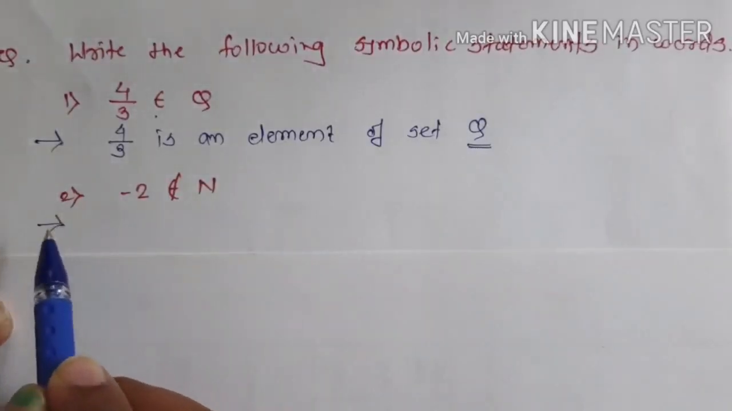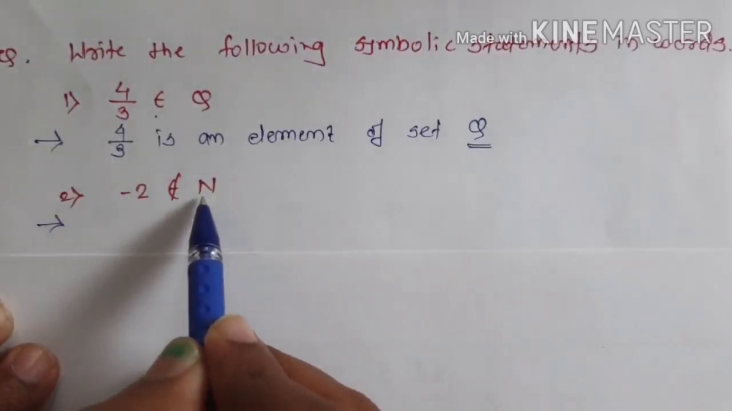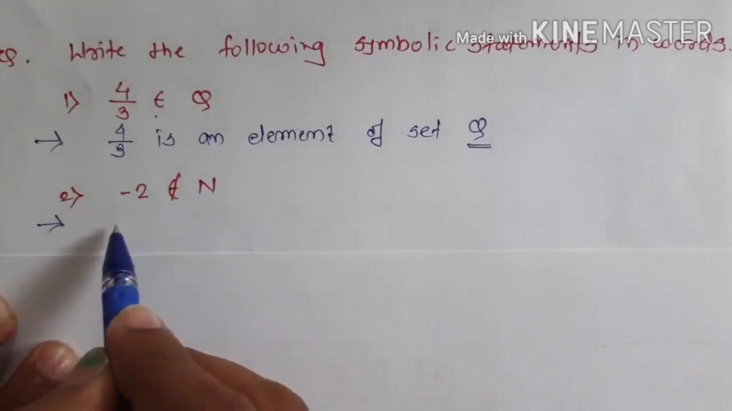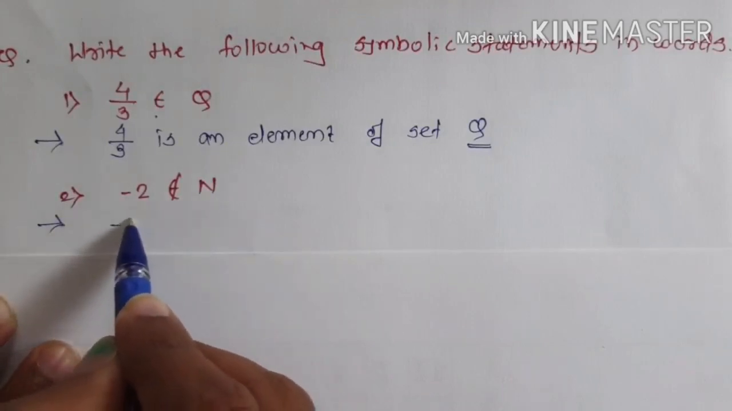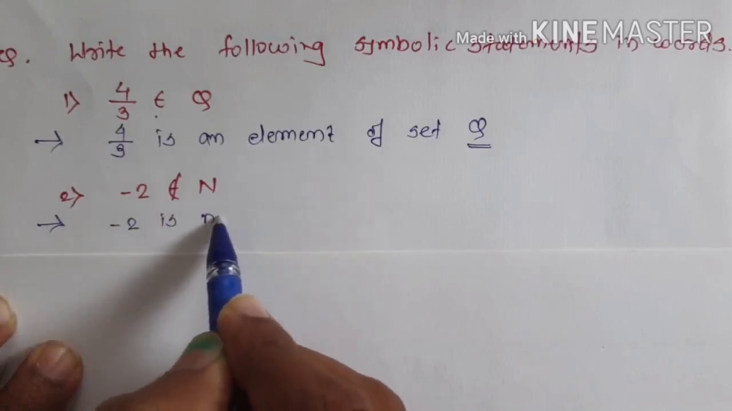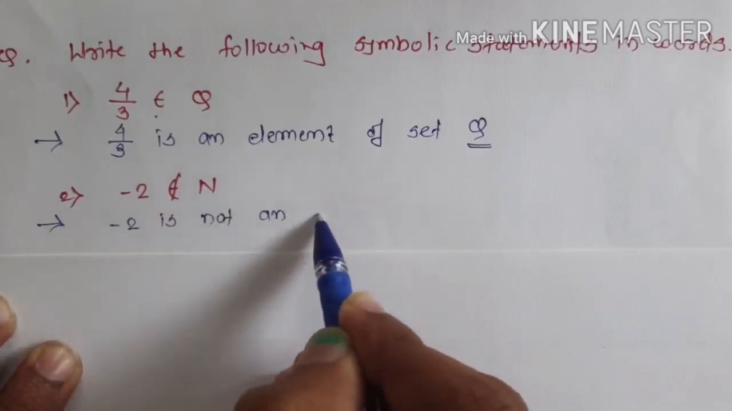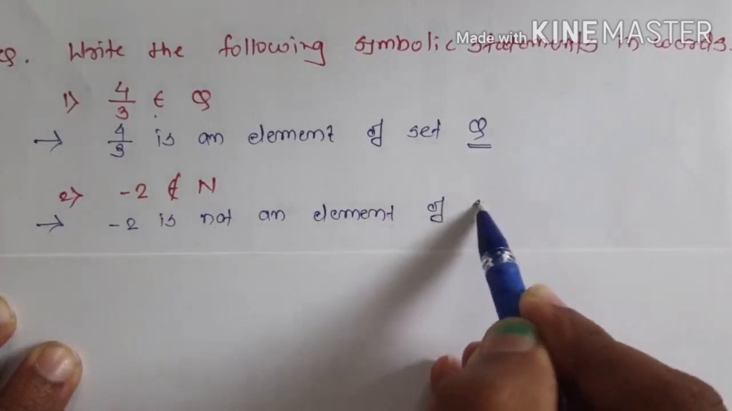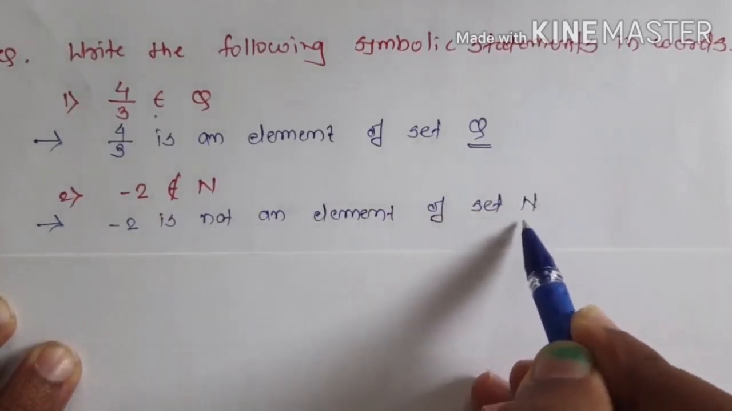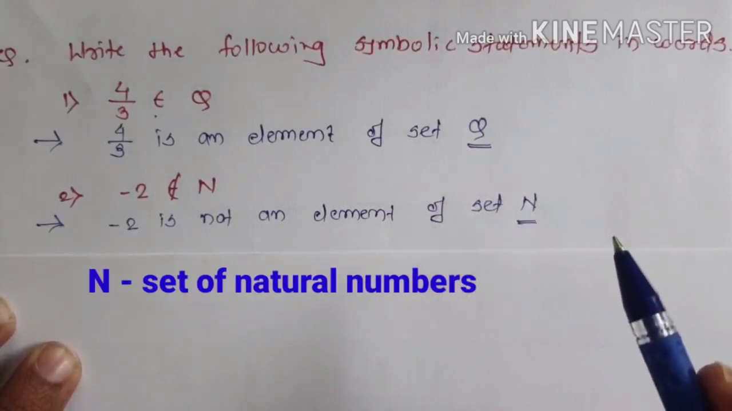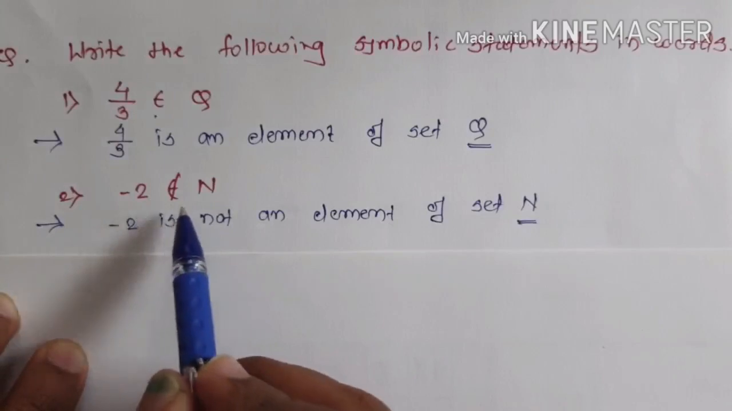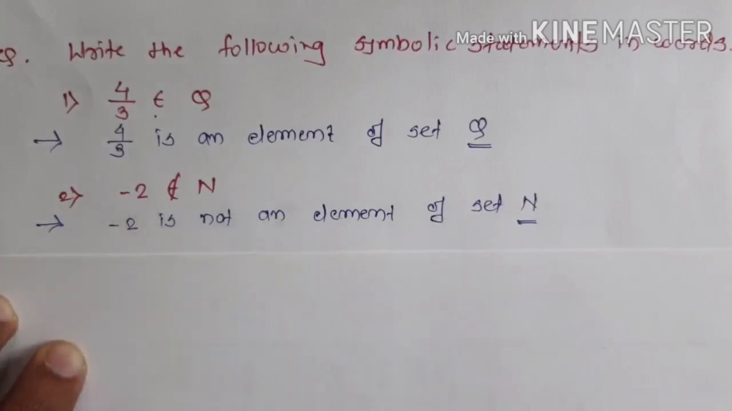We have another problem. Minus 2 does not belong to N. That means minus 2 is not an element of set N. So we can again write it in words. Minus 2 is not an element of set N. So N stands for set of natural numbers. So minus 2 is not a natural number. So minus 2 is not an element of set N.